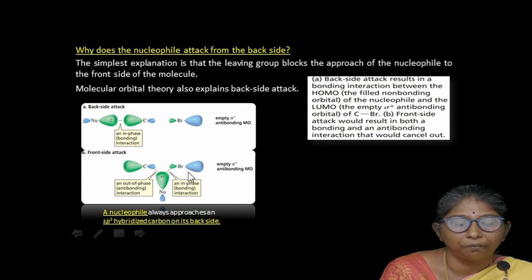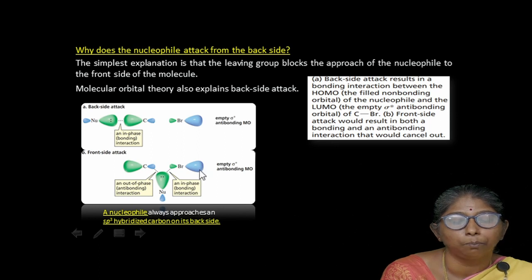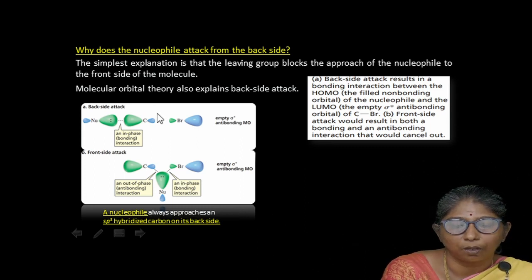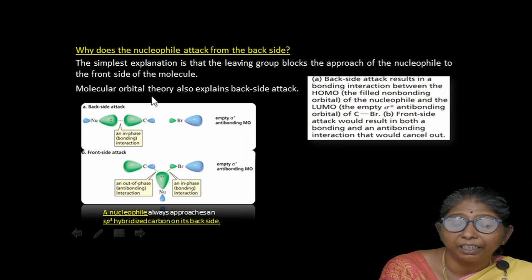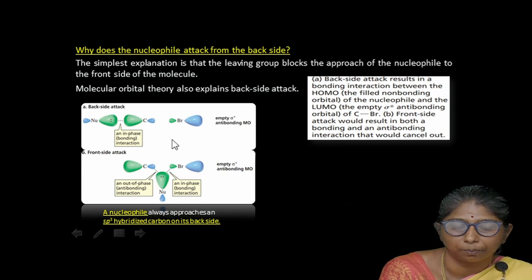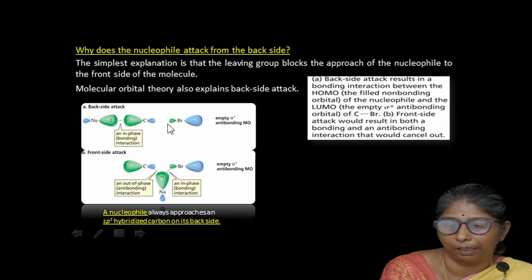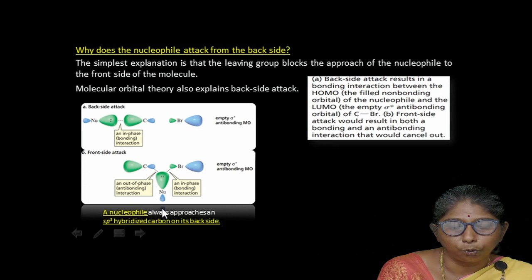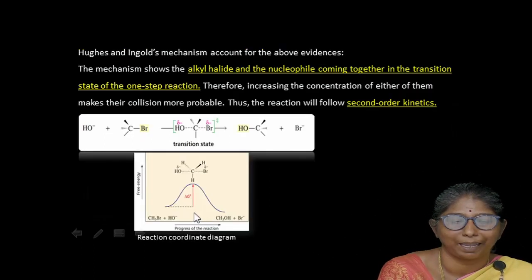It is an out of phase antibonding. See, this you can understand. Out of phase antibonding interaction, and here it is in phase with the bromine atom which is going to leave. So this front side attack is not at all possible. So always what is possible is the backside attack. If the reaction takes place in a single step, only backside attack is possible. And so what happens? The nucleophile always approaches an sp3 hybridized carbon on its backside.